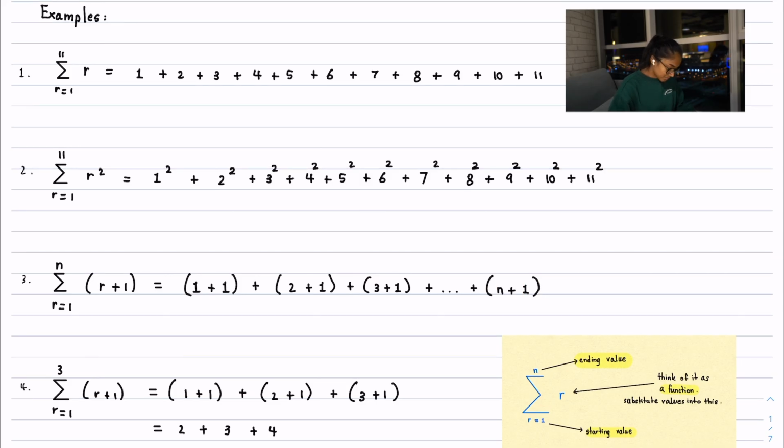Okay, so example number 4, the same exact thing, but all we did was have 3 as our ending value instead. And now, since we have all these values, we can simply simplify to get our answer.